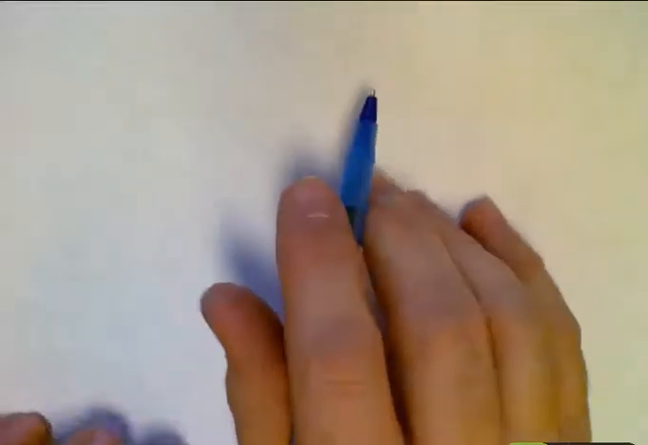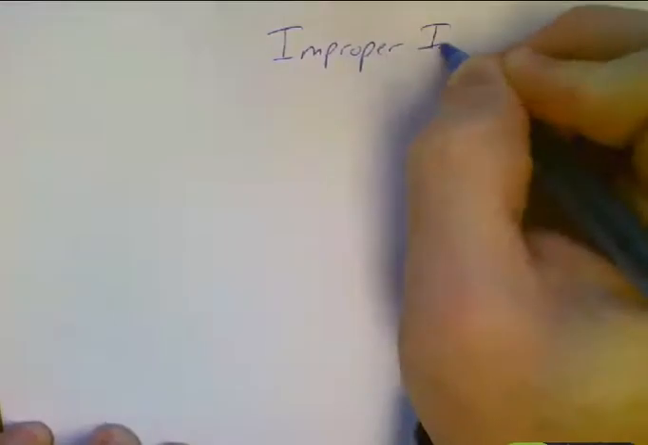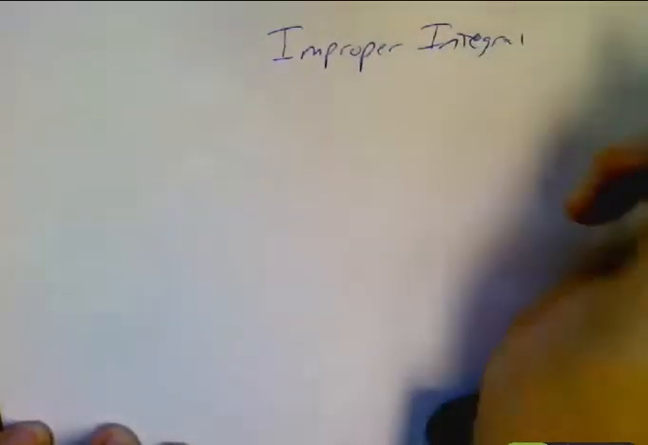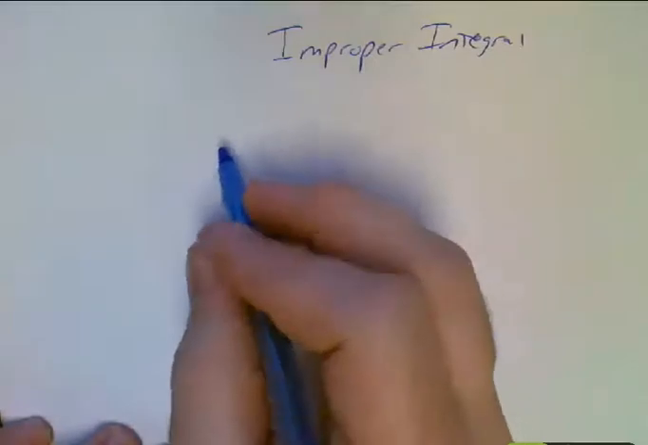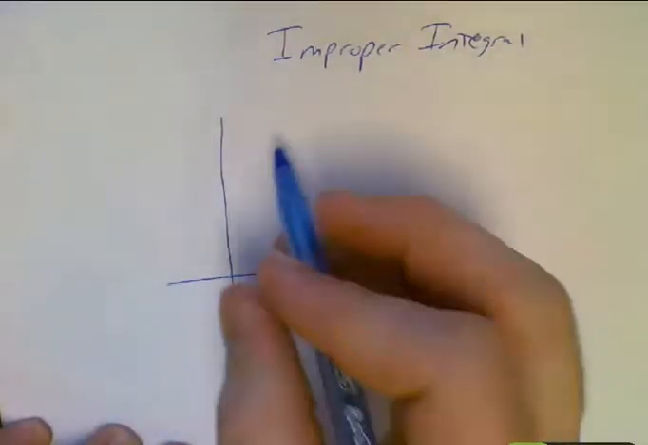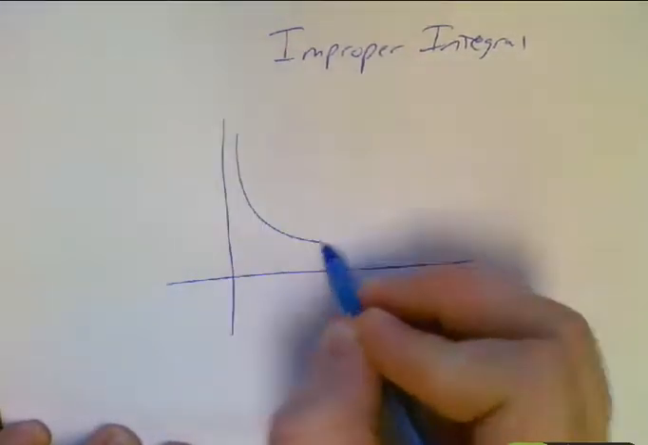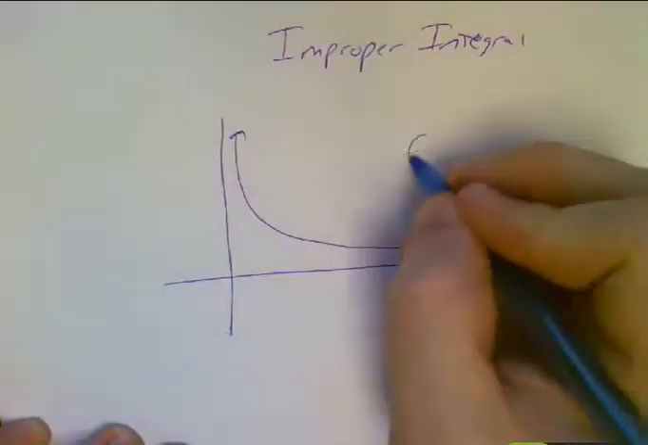Hey guys, here's a video to help with the improper integral basics. So an improper integral essentially usually looks something like this. You've got some function, let's say 1 over x squared. Let's let that be our function.